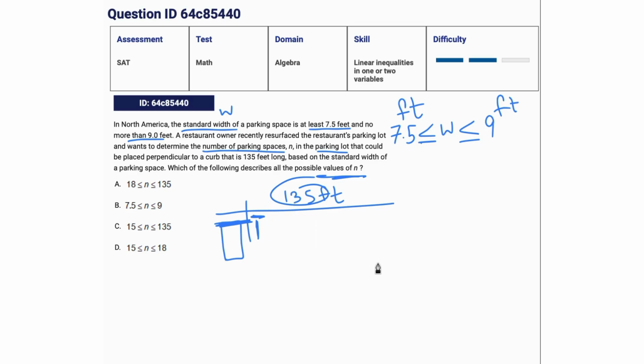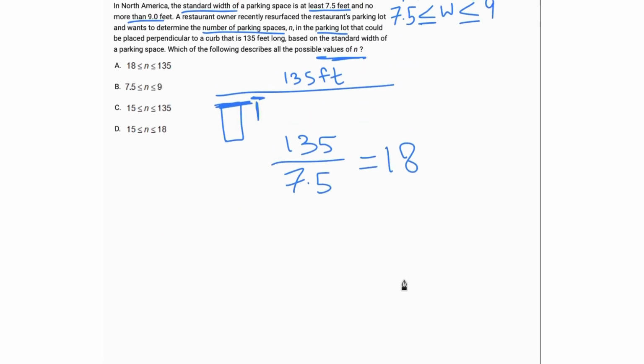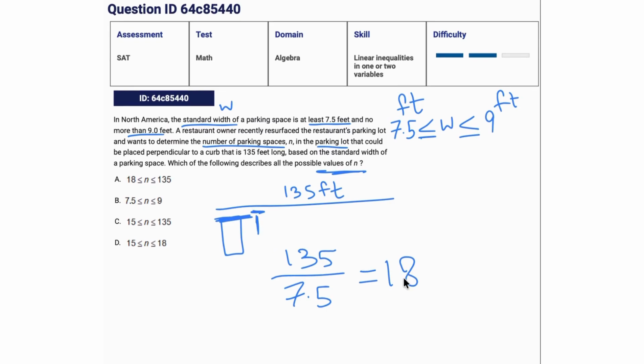So let's divide 135 by 7.5. If you use a calculator, you get the answer as 18. And similarly, if we divide 135 by 9, we get 15.